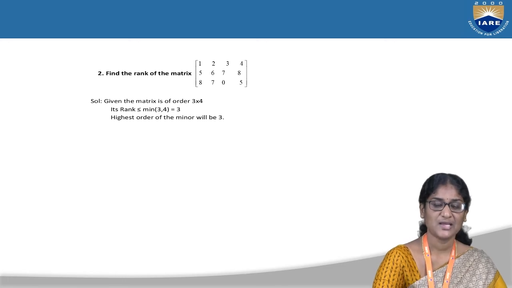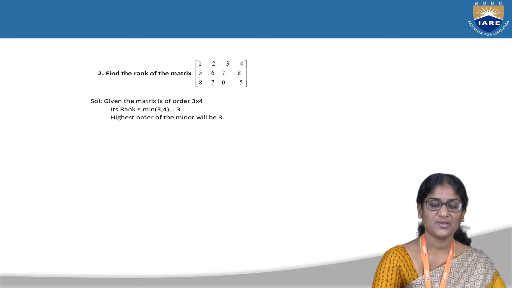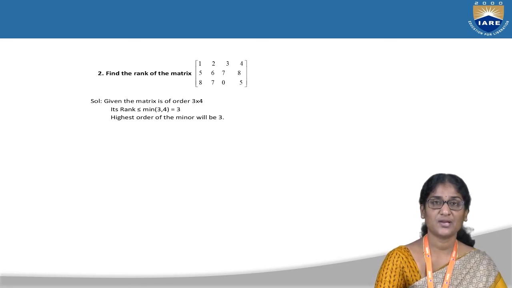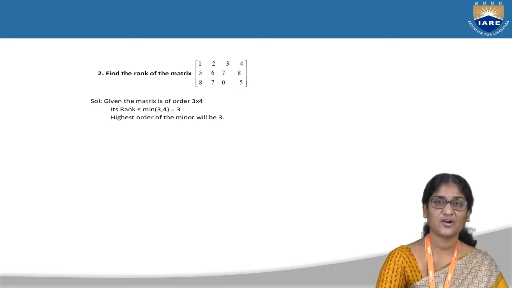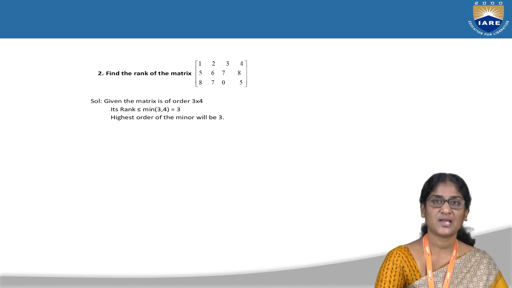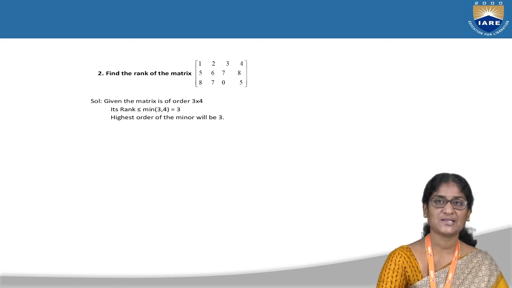Another example: the rank of the matrix 1, 2, 3, 4, 5, 6, 7, 8, 8, 7, 0, 5. The given matrix is of order 3 into 4. According to the note, the rank of a matrix of order m into n is at most the minimum of m comma n. It is a 3 into 4 matrix, so the minimum of 3 and 4 is 3. So the rank of the given rectangular matrix is the minimum of 3 and 4, which is equal to 3.